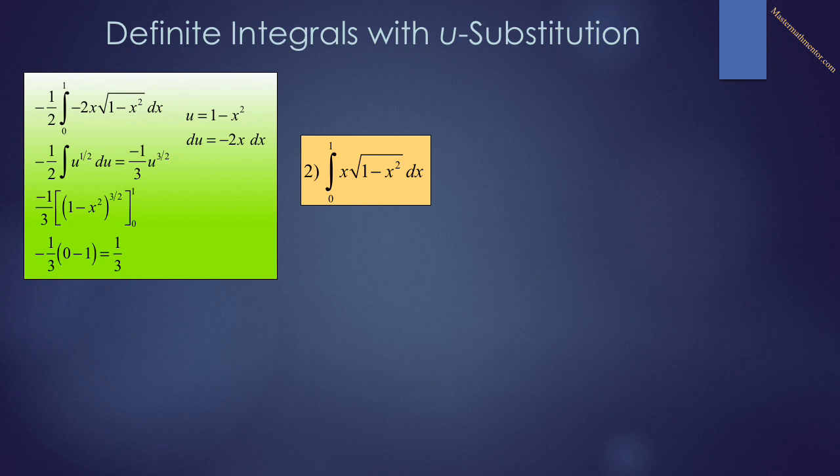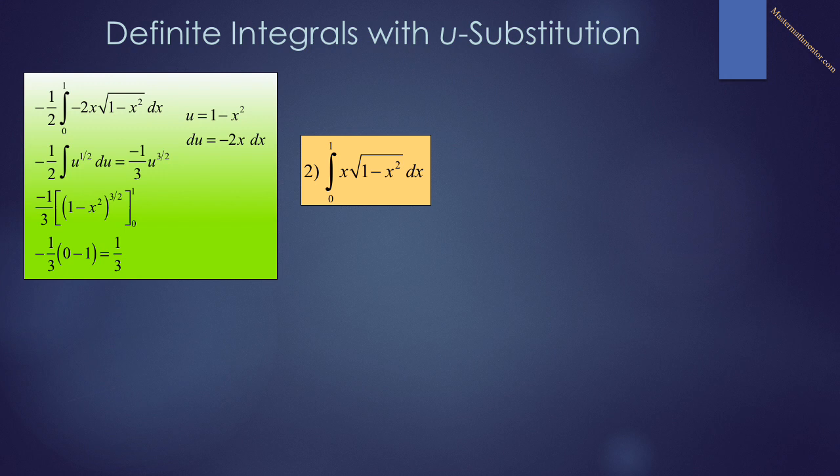Problem 2 reads the integral between 0 and 1 of x square root of 1 minus x squared dx. We will attack this without changing the limits. Our u equals 1 minus x squared. Our du is equal to negative 2x dx.